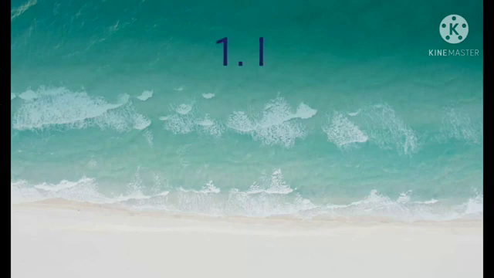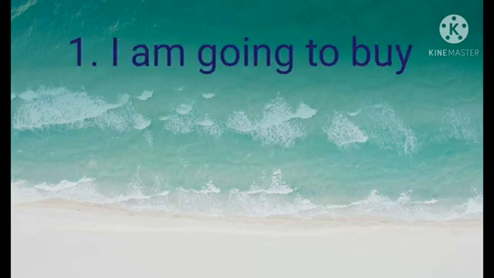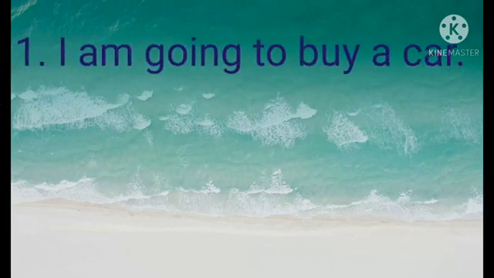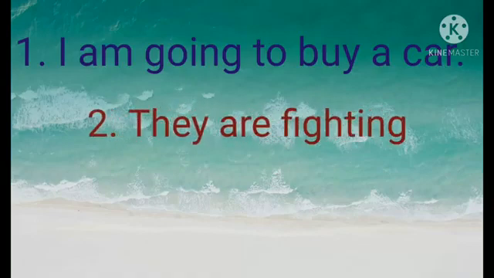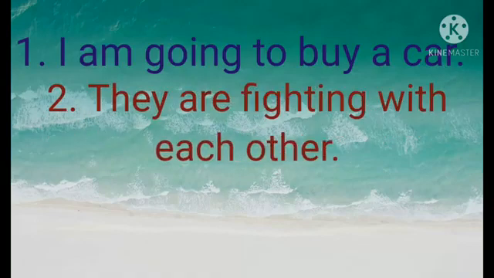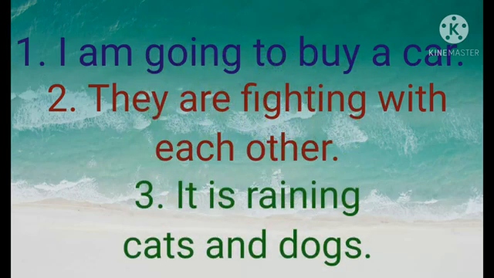Are you ready, children? Your first sentence is going to be: I am going to buy a car. Your second sentence is: they are fighting with each other. Third sentence is: it is raining cats and dogs. What is the third sentence, children? It is raining cats and dogs.